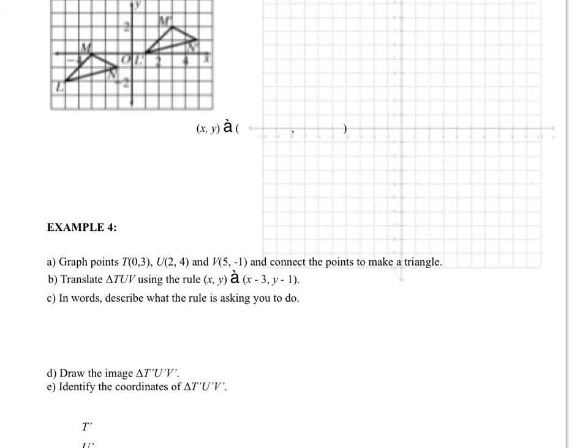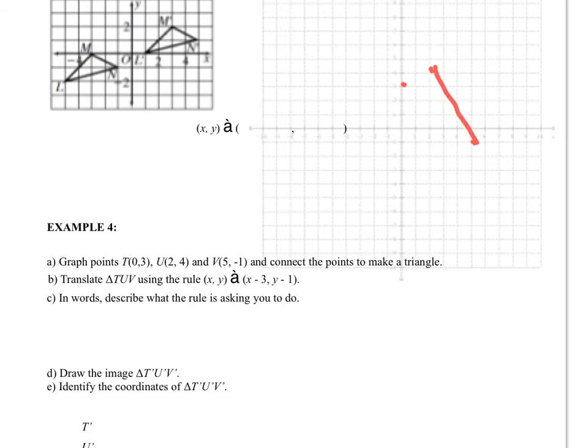Okay? So it says graph points T, U, and V and connect the points to make the triangle. So let's go on and graph them. T is going to be (0, 3). So you start at your origin. I don't go anywhere on the x-axis, up 3. There's my T. U is (2, 4), so 2, 4. And V is (5, -1). And that's as close as I'm going to be able to get.